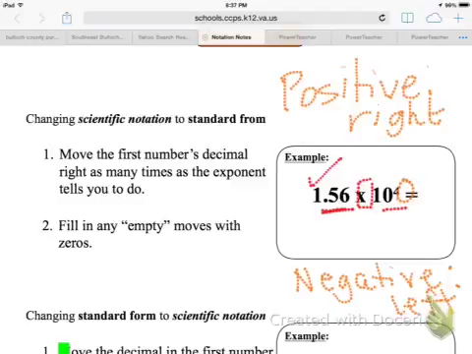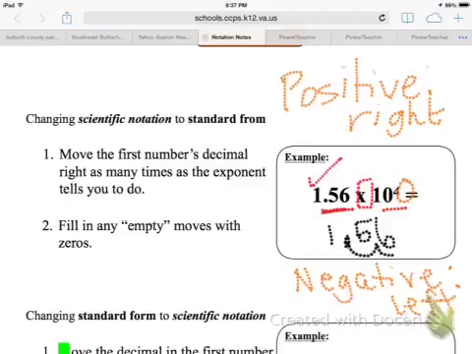When I'm converting, I'm going to start with that decimal notation. My decimal number is 1.56. Now, looking at my exponent, it is a positive 4. Because it's positive, I'm going to go towards the right. I'm also going to go 4 jumps because my exponent was 4. So step 1: move your number's decimal right as many times as the exponent tells you to. My decimal is here, so I have to move that 4 times.